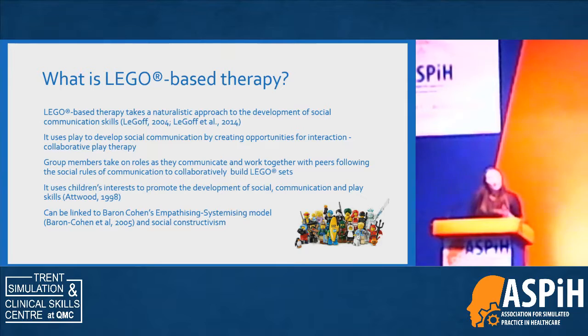Lego-based therapy is something that can be linked very well to Baron-Cohen's empathising-systemising model. This model focuses on the idea of autistic pupils, and people in general, being much stronger systemisers, so people who are able to deal with patterns, things like engineering, science and maths, and they're much better at those skills than they are with empathising skills, so things like taking into account other people's thoughts and feelings. It also links very nicely into social constructivism, which is something that I'll touch on later.